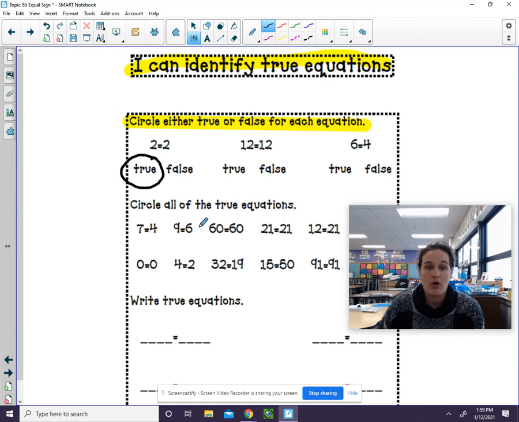Here it says circle all of the true equations. So we'll circle ones that are true and cross off ones that are not. Let's do this first one together. 7 equals 4. Well, so I have 7 and I have 4. Well, are they the same? No, they're not. So what we're going to do, we're not going to circle it, we're going to put an X in it. Now, if you do find one that is true, for example, 0 equals 0, you circle it.